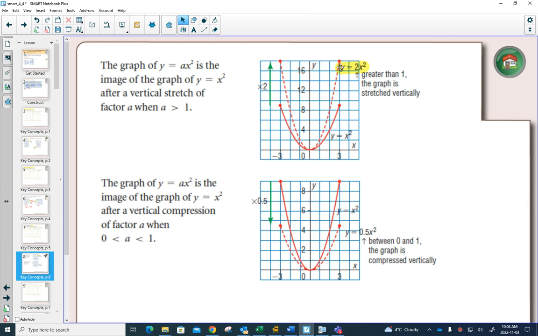And think of the parabola as being made out of spaghetti and you pulled it up. Can you see that that would make it narrower as you pulled it up? And if you took that spaghetti and pushed it and compressed it towards the x-axis, it would make it wider.